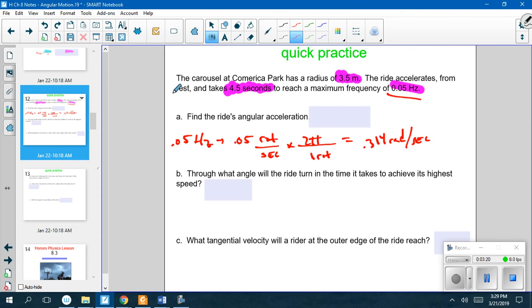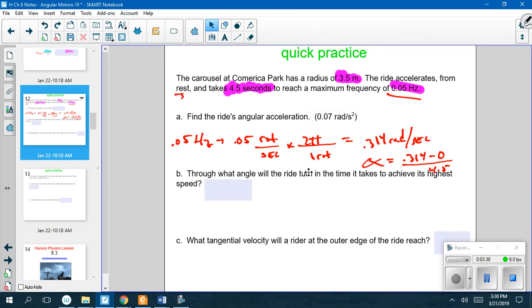Our initial is at rest. So to figure out our angular acceleration, we're going to take that 0.314, subtract our initial, and divide by our time, which is 4.5 seconds. And that should give us 0.07 radians per second squared. So that's our angular acceleration.